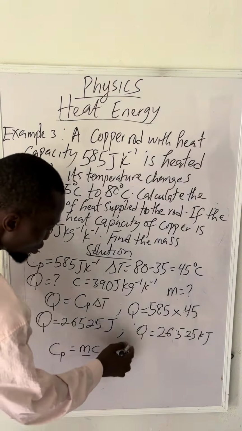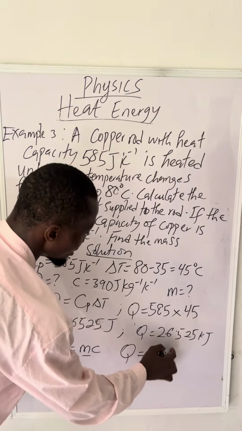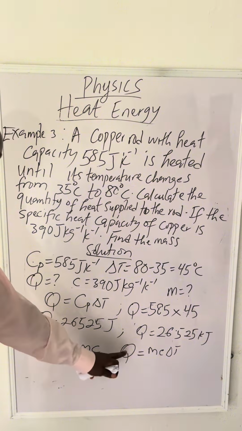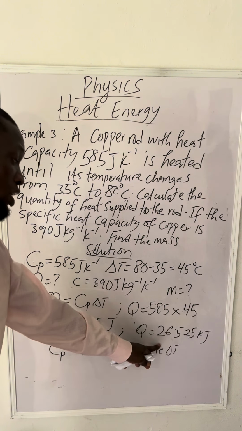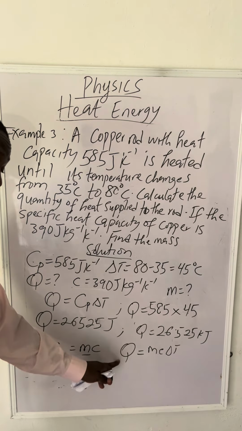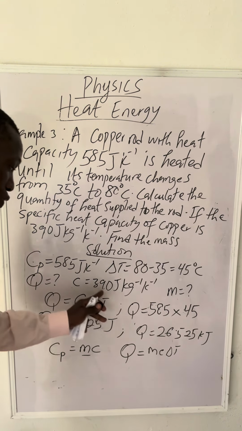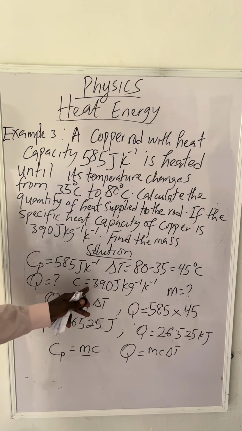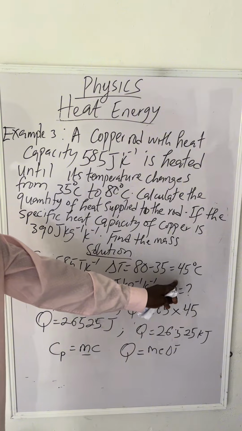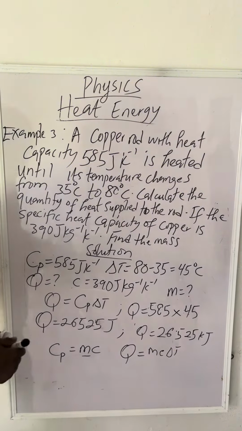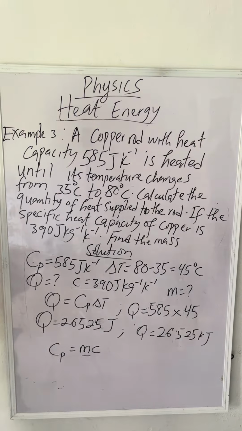Or you can use Q equals MC delta T. Since you know your Q now, you've calculated your Q, but that's just a long way, you understand? So you calculated your Q, you need your M now, and you know your specific heat capacity, which is here, and then delta T, you know it. So you can choose to use any one. But here I'm going to use this to calculate this.